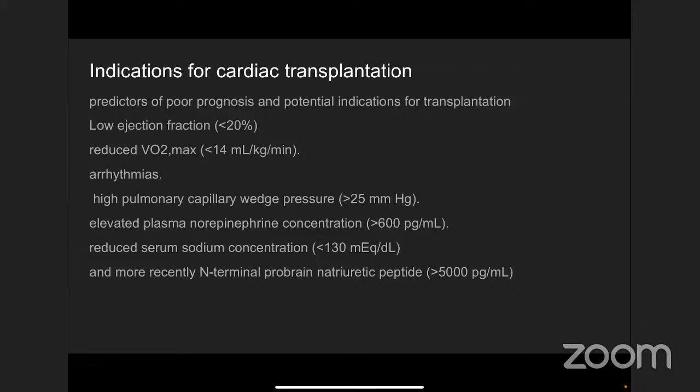Regarding the indications for cardiac transplantation, there are predictors of poor prognosis and potential indications for transplantation, like lower ejection fraction less than 20, reduced VO2 max less than 14 ml, arrhythmias, high pulmonary capillary wedge pressure more than 25, elevated plasma noradrenaline concentration more than 600, reduced serum sodium concentration less than 130, and more recently, N-terminal pro-brain natriuretic peptide more than 5,000.